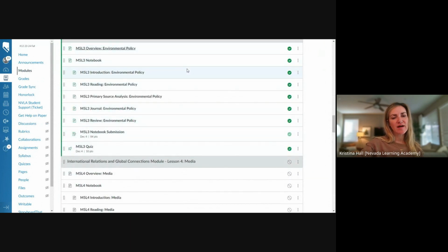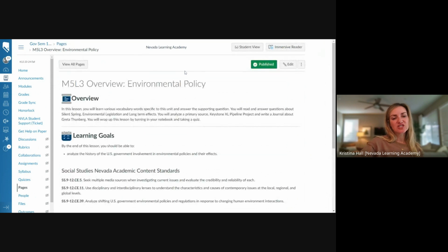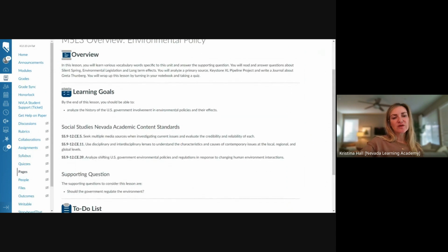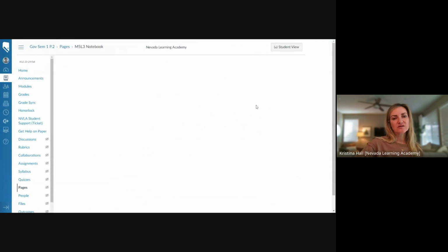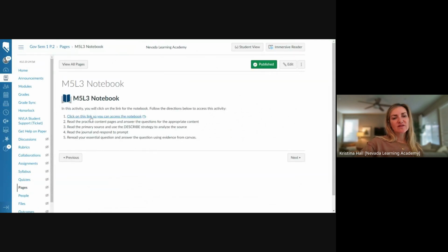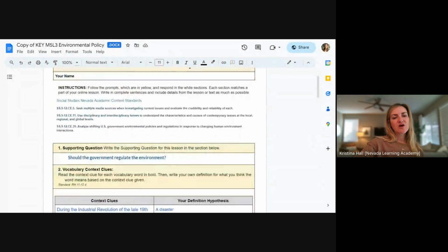So the overview tab just gives us the learning intention and the standards. So again, analyzing the history of U.S. involvement in environmental policy and their impact. So how it's adjusted and changed over time. All right, so we're going to go to the next page, and we have the link right here to the notebook. So go ahead and get that open for me. Click on that.